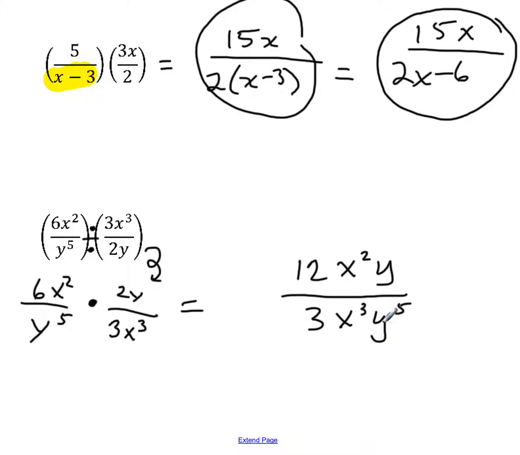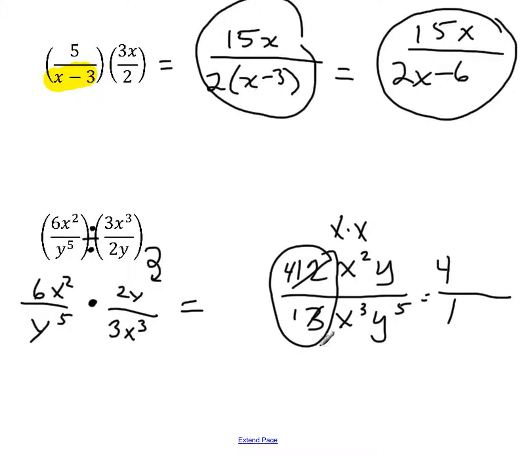Okay, but I cannot leave my answer like that because 12 and 3 have a common factor of 3. So that can reduce to give me 4 over 1, just like a regular fraction. Then x to the second and x to the third. So the x to the second, remember, is x times x. X to the third, remember, is x times x times x. And so I can cancel out this one and this one and this one and this one because x over x equals 1. So I'm just crossing out factors of 1. And I'm left with x to the first on the bottom.